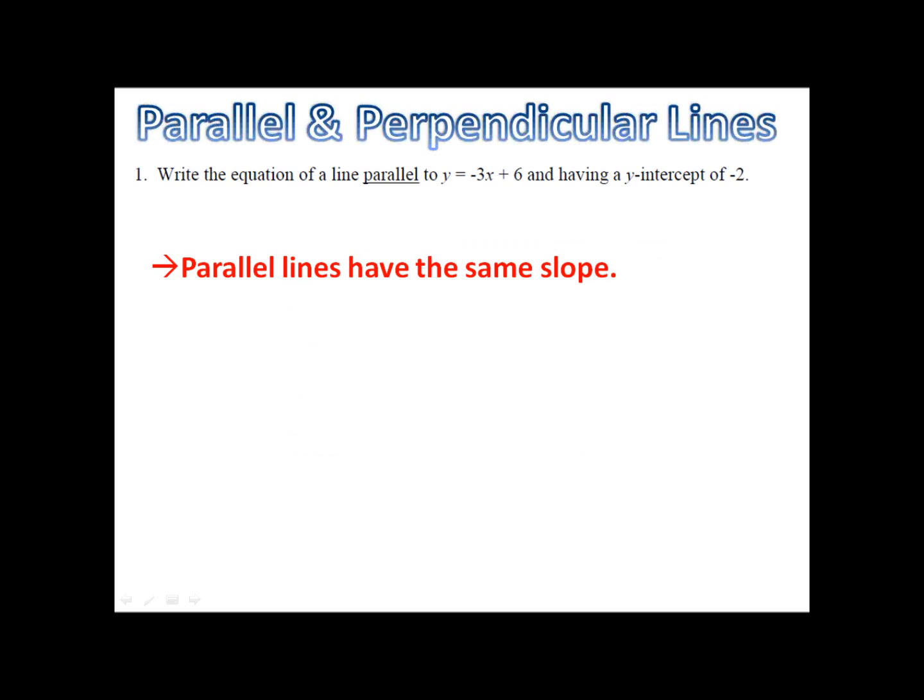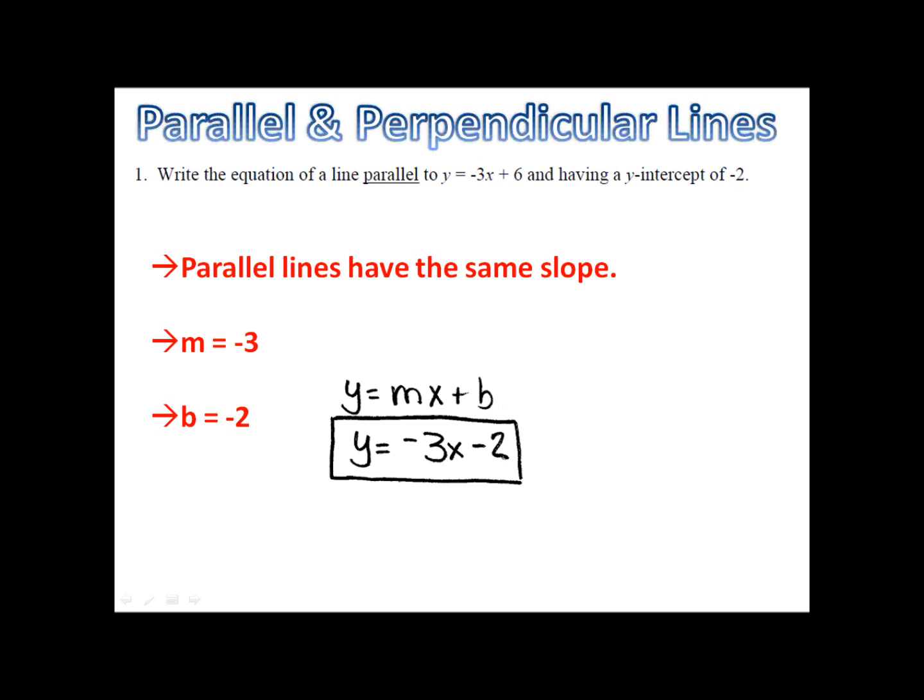In our first example today, they want us to write the equation of a line that is parallel to y equals negative 3x plus 6 and has a y-intercept of negative 2. Whenever you see the word parallel, you should think same slope. The slope of the original is negative 3. They want us to use a y-intercept of negative 2. Y equals mx plus b, and so y equals negative 3x minus 2.